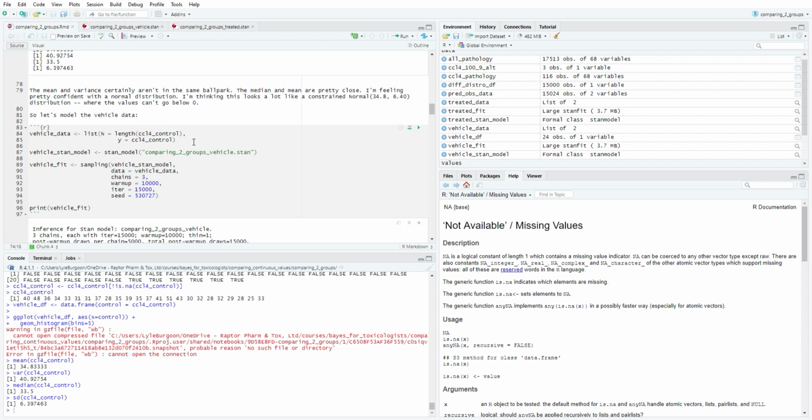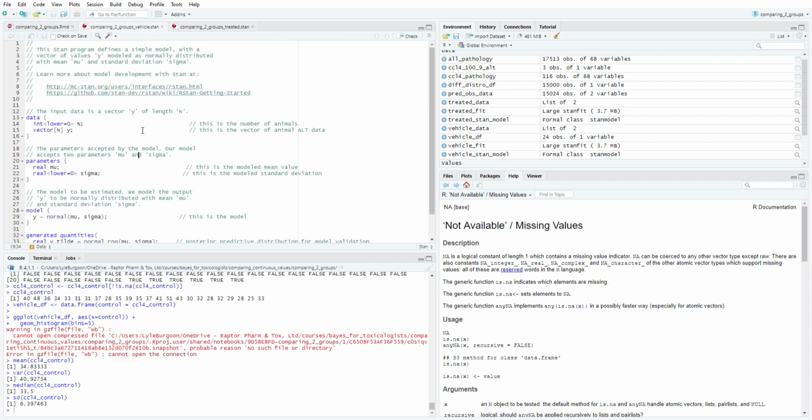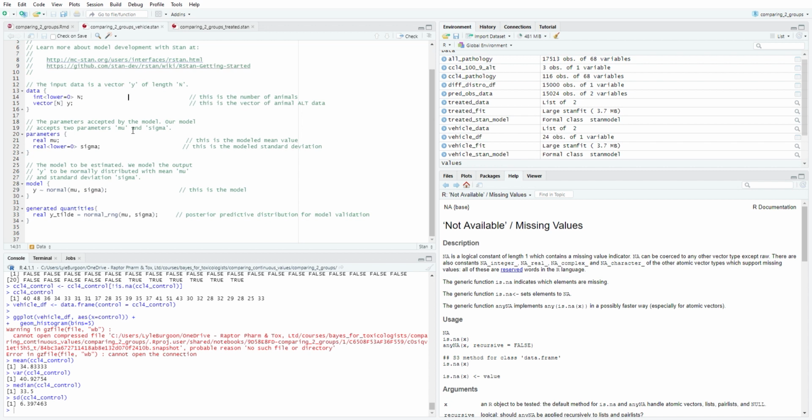So let's model this vehicle data, which means we need to go to the Stan file. All right, so here's the Stan file. It's pretty cool. Comparing two groups, vehicle.stan. A lot of this should not be new to you. You've seen this before. This is the data block. This is the number of animals. This is going to be a vector of animal ALT data. So it is a vector of size n. N is the number of animals. Okay, makes sense. Everything's good so far.